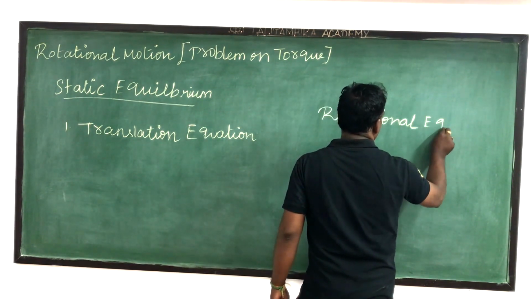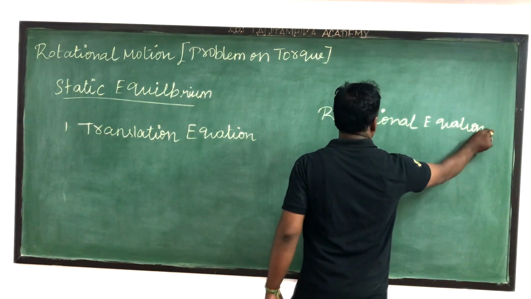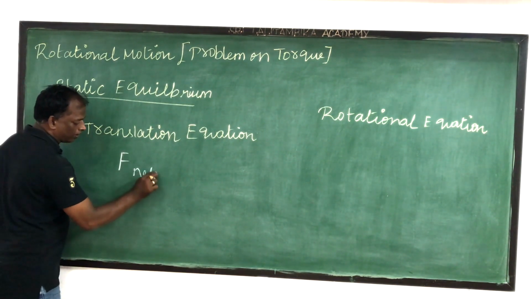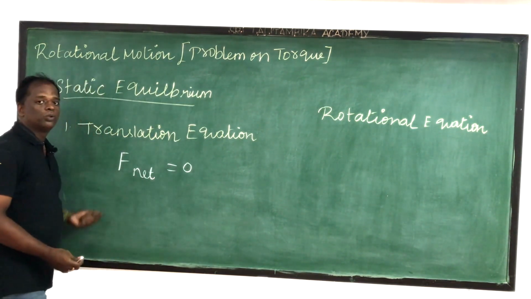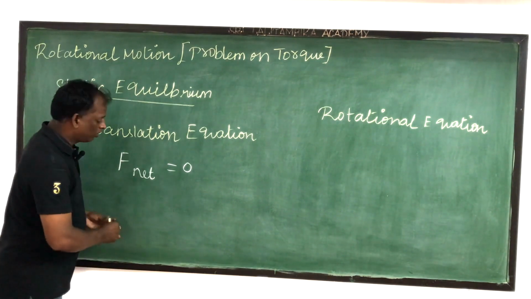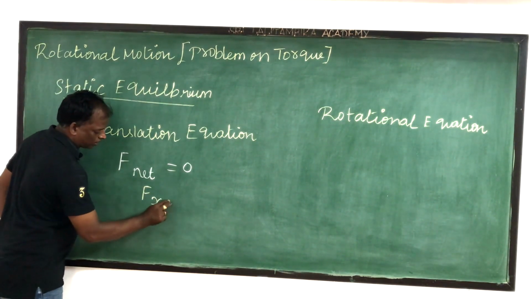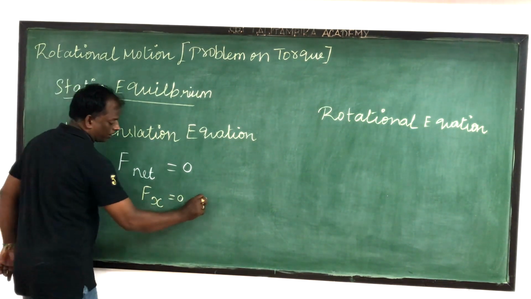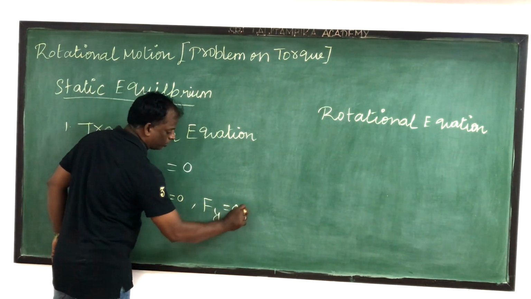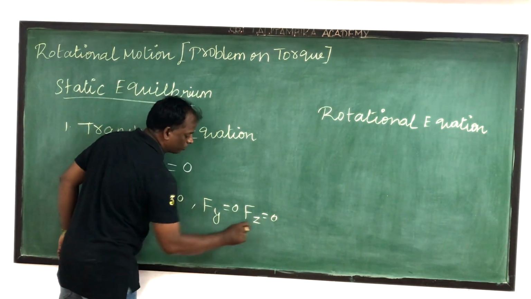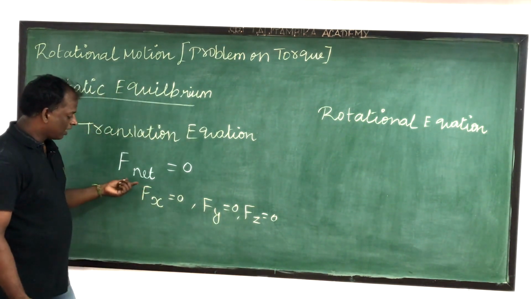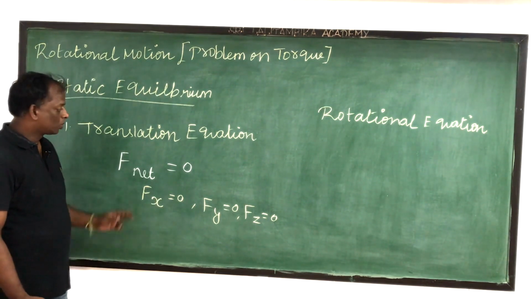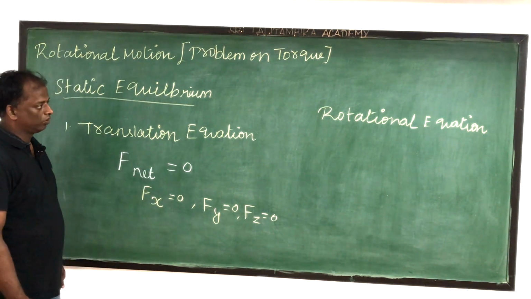Rotational equation. F net, the total net force is equal to 0. What does that mean? F of x is equal to 0, F of y is equal to 0, F of z is equal to 0. In whichever axis we take, x axis, y axis, the force is 0. The total net force is equal to 0.